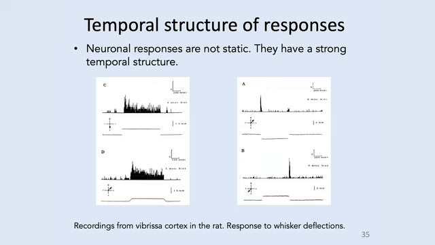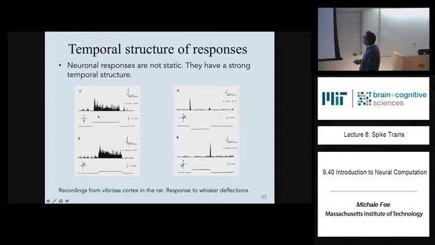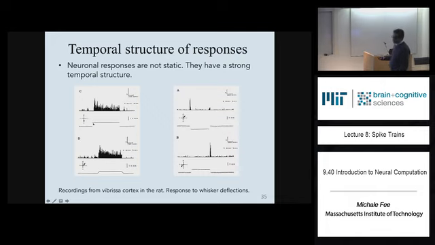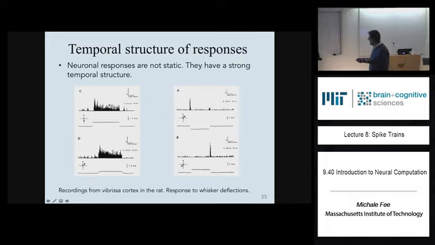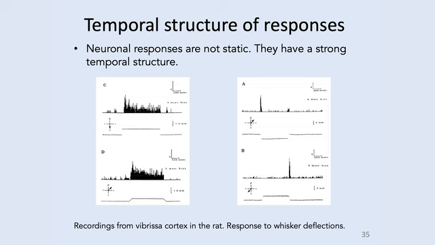So this shows a raster, a histogram of firing rate as a function of time for one neuron in response to a deflection of one of the whiskers right here. So the whisker is at rest, deflected, and then relaxed back to its original position. You can see that this neuron shows a little burst of activity at the onset of the deflection, and it's fairly persistent throughout the deflection.